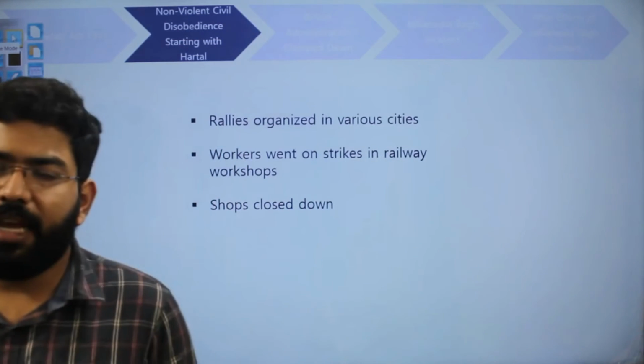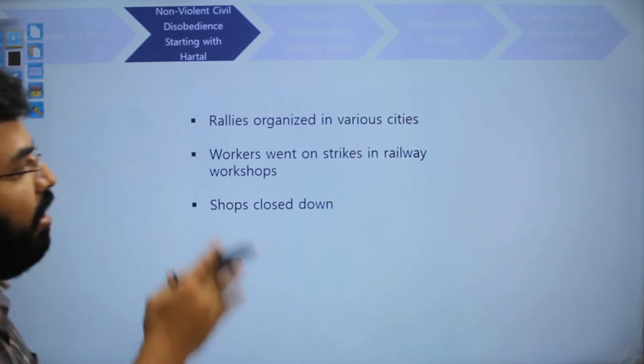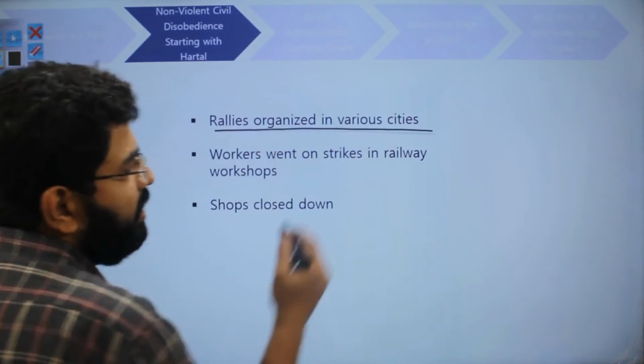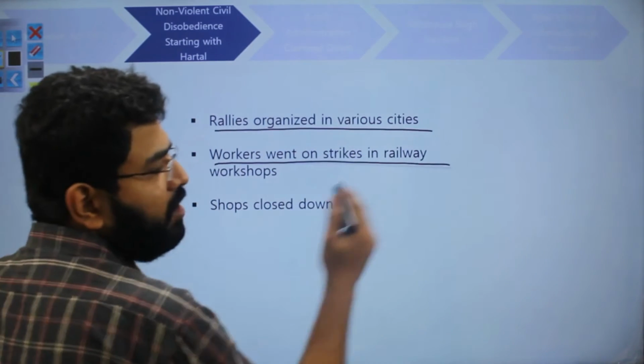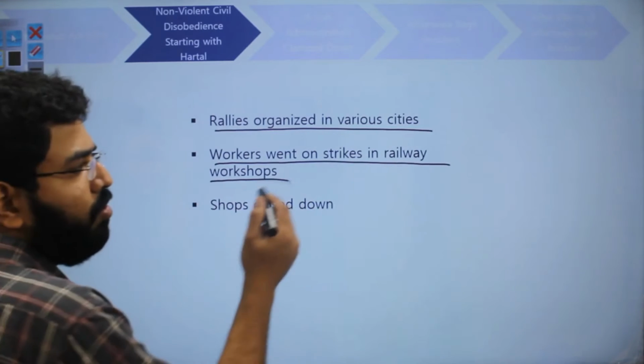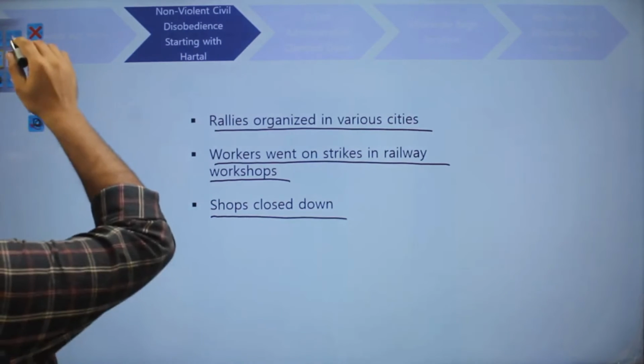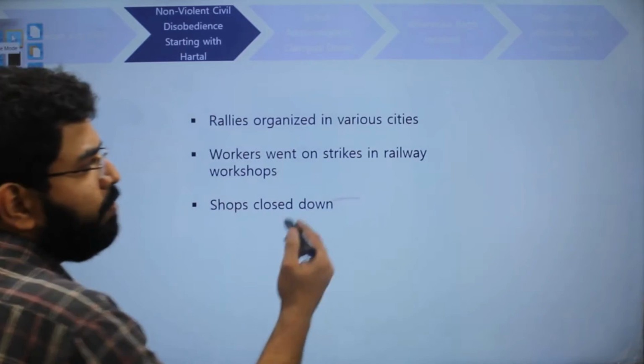Gandhi organized a lot of rallies in various cities. Then he asked the workers to go on strikes, which they did. In railway workshops as well, there were strikes, and shops were being closed down.